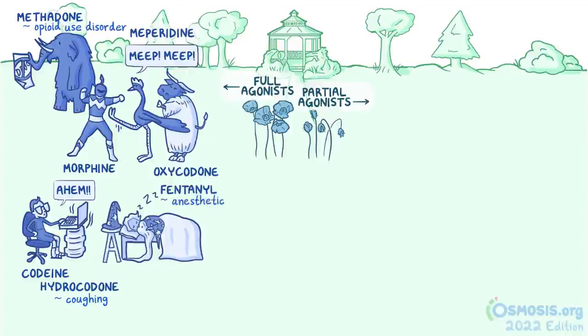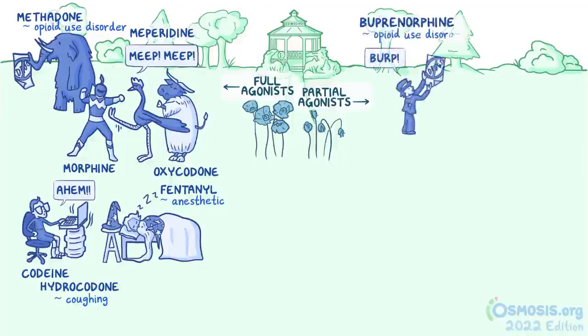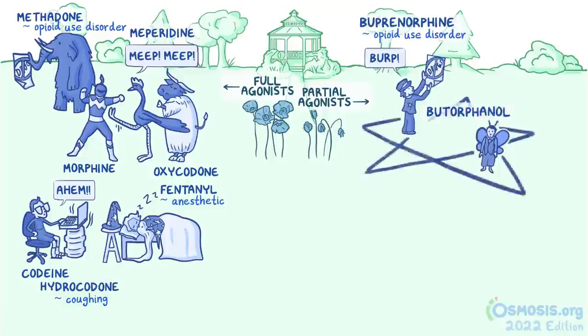Okay, moving on to the other side for the partial agonists. We have a burping orphan hanging up anti-drug posters, representing buprenorphine to treat opioid use disorder. His brother is wearing a butterfly costume for butorphanol. They are standing inside a pentagram representing pentazocine.